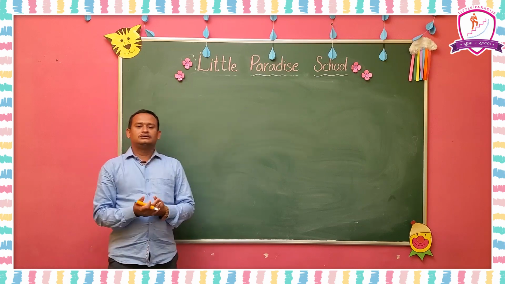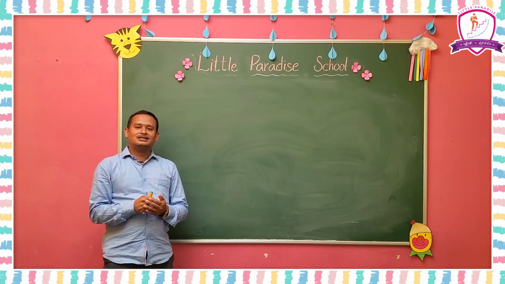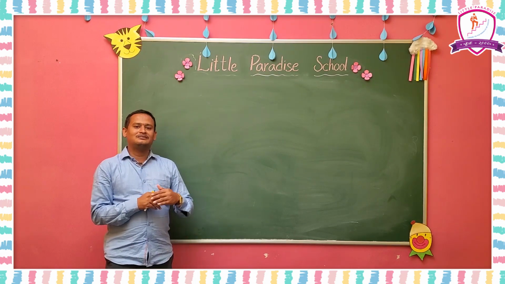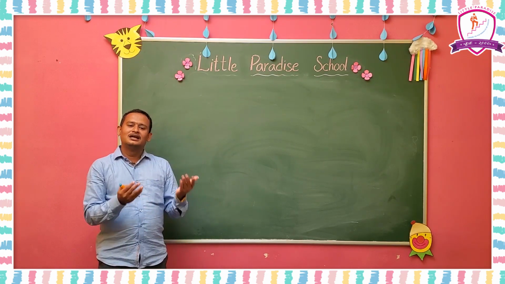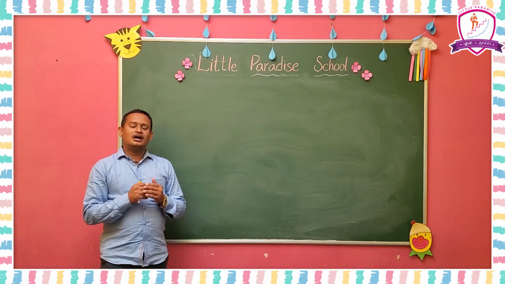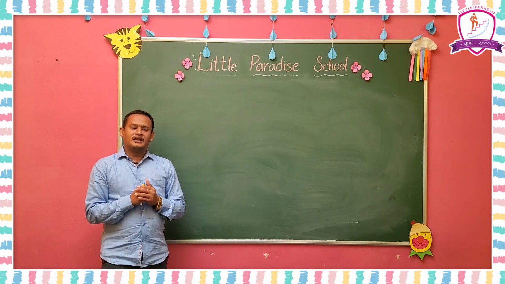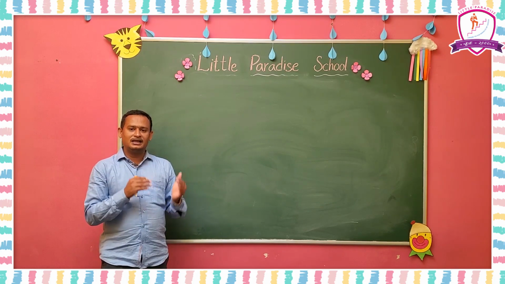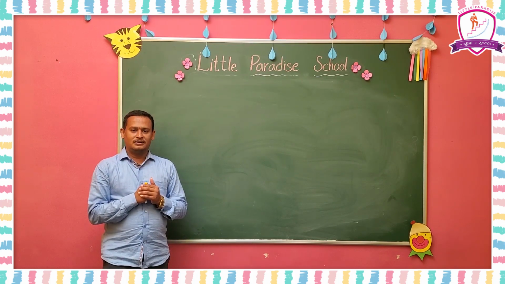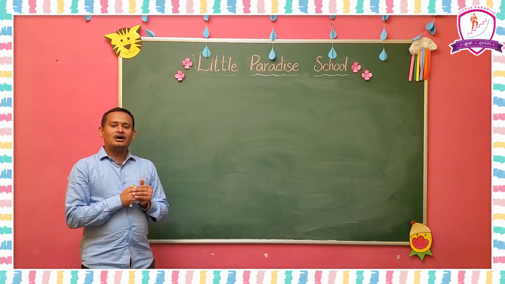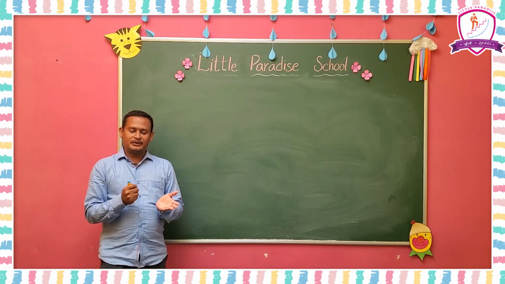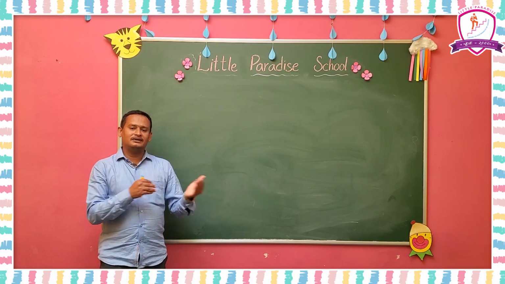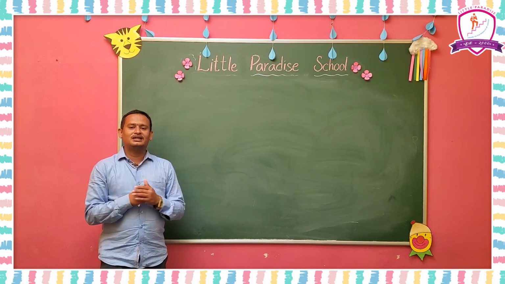Okay. Next we are going to discuss the successor and predecessor. Already we know that successor means the number after and predecessor means the number before. When we add 1 to any number, we get the successor of that number. Next, when we subtract 1 from a particular number, we get the predecessor of that number.